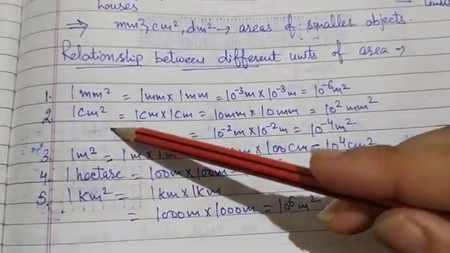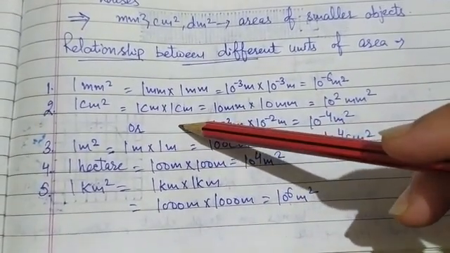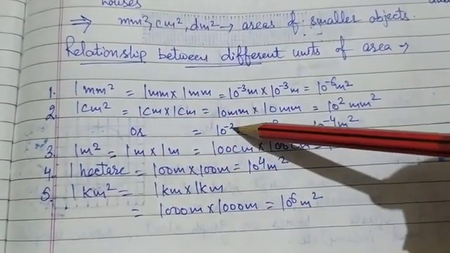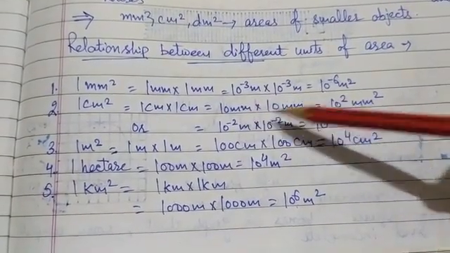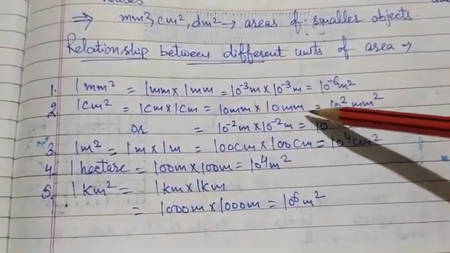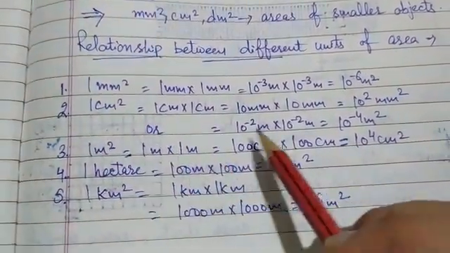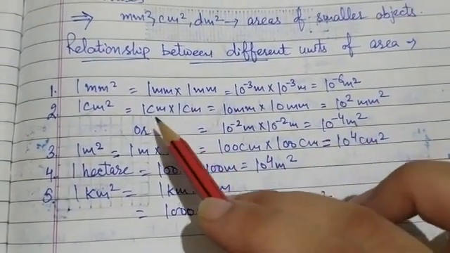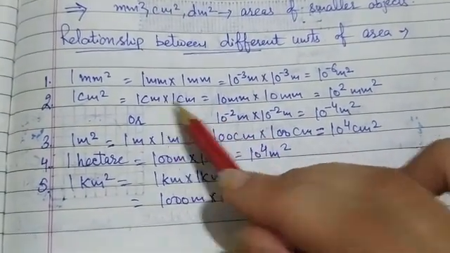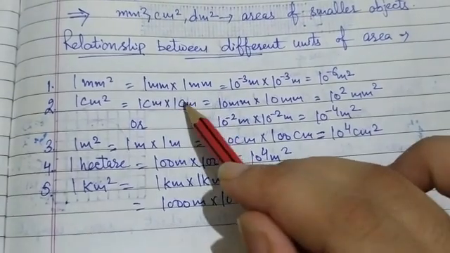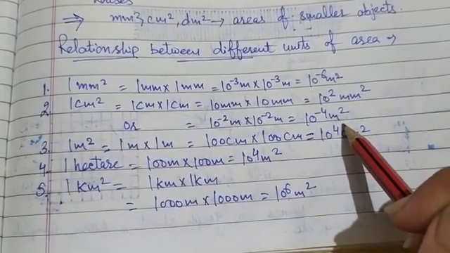Next one is 1 centimeter square. 1 cm² can be written equal to 1 centimeter multiplied by 1 centimeter. We know that 1 centimeter is equal to 10 millimeter. So this can be written equal to 10 millimeter multiplied by 10 millimeter, that will be equal to 10^2 mm². Or we can write 1 cm² in terms of meter square. We know that 1 centimeter is equal to 10^-2 meter, so it will be 10^-2 meter multiplied by 10^-2 meter, that will be equal to 10^-4 m².